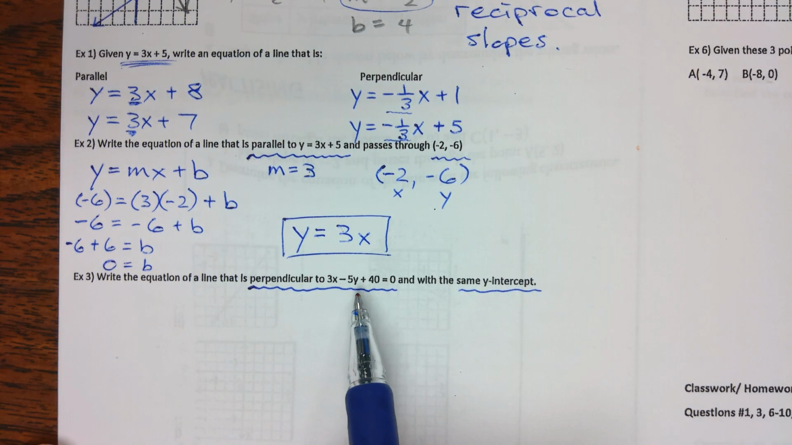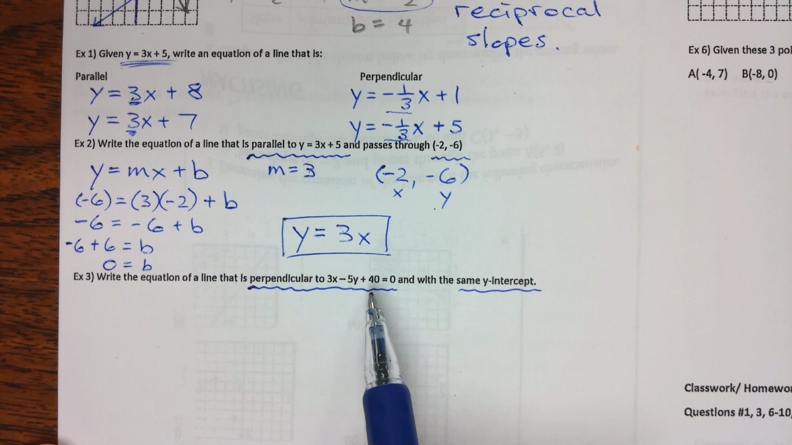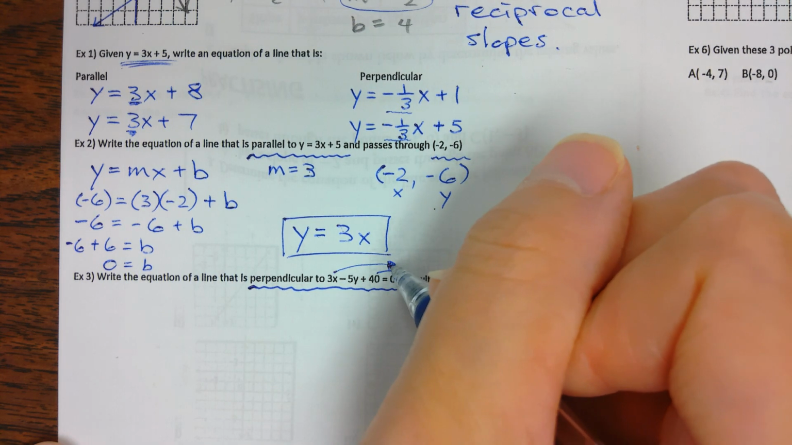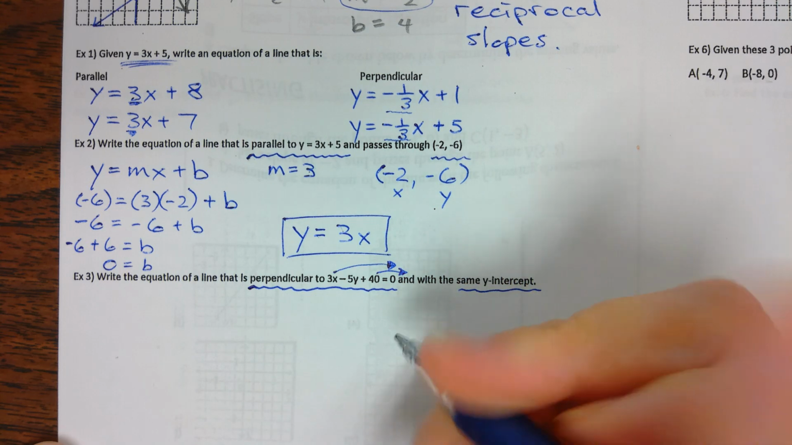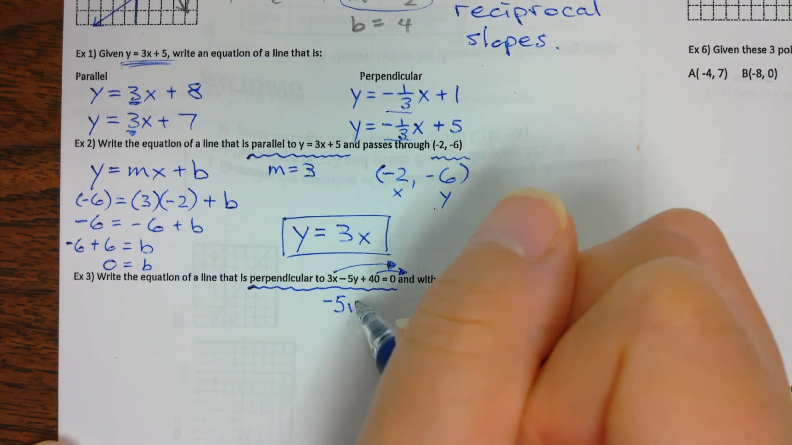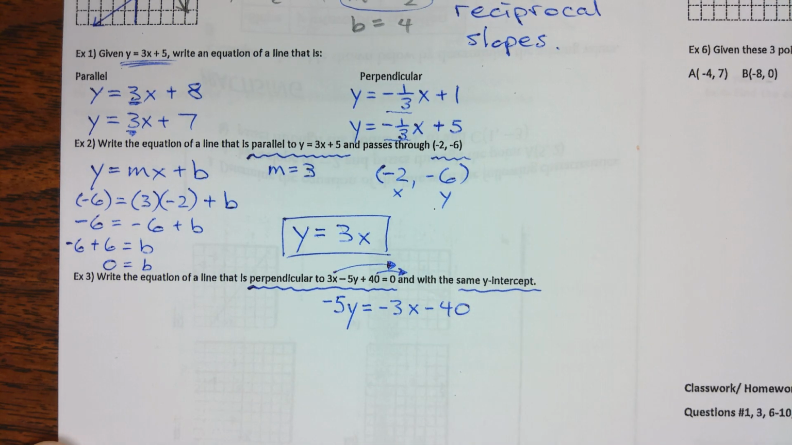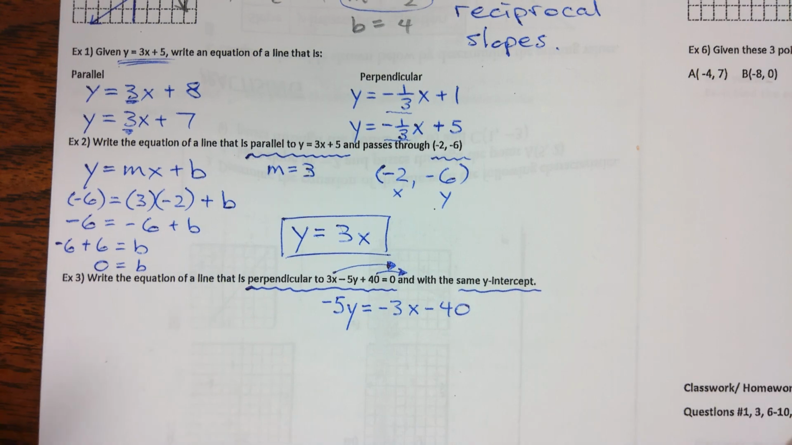So perpendicular to this. Can I tell what my slope is right off the bat? No. I know you guys are good, but normally it takes a few steps. It's in standard form, and in standard form you can't tell right away. So what should we do? Convert it to y-intercept form. So move the x term over, move the constant over. Negative 5y equals negative 3x minus 40. Don't forget to change signs.